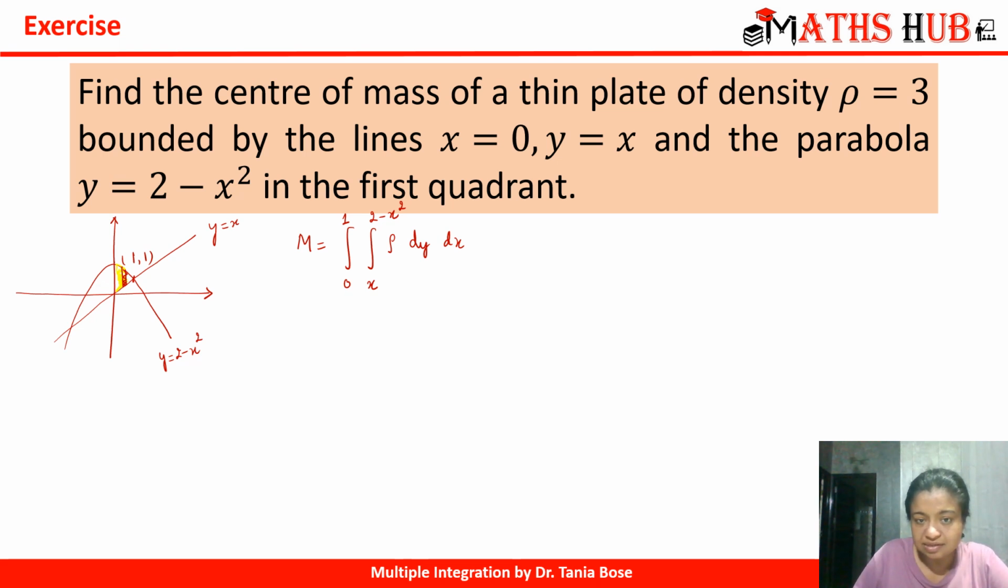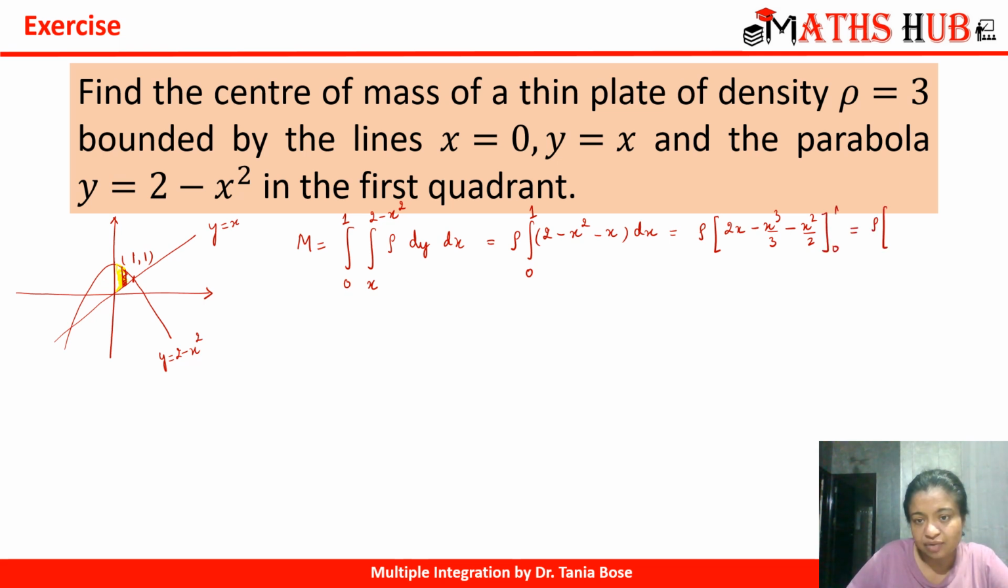Rho is a constant, so I'm not putting the value. I'll just keep rho as it is. When I integrate this, I get 0 to 1. Integration of dy is y. And when I put the limits, I get 2 minus x squared minus x. Let us integrate it with respect to x. Rho is again constant. So when I integrate, I get 2x minus x cubed by 3 minus x squared by 2. Limits are 0 to 1.